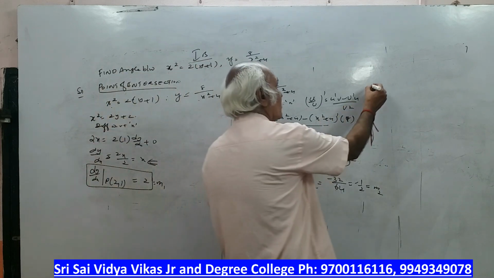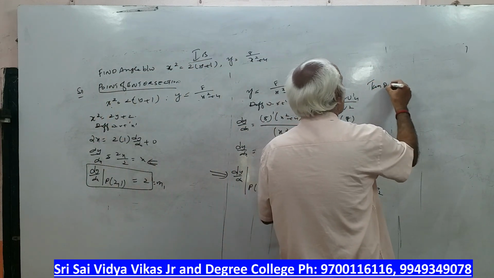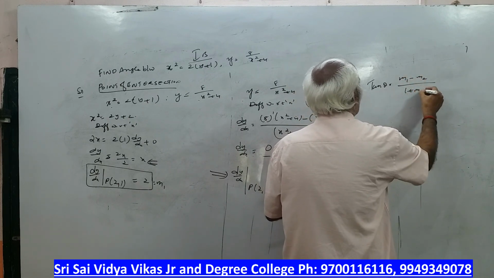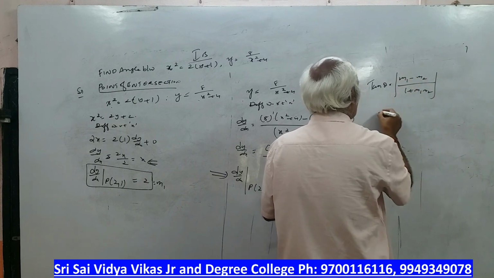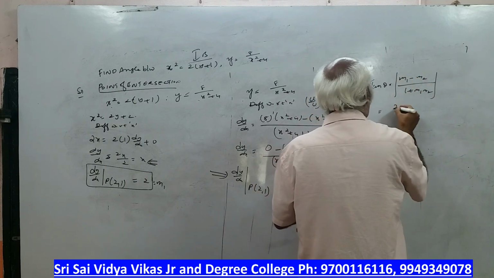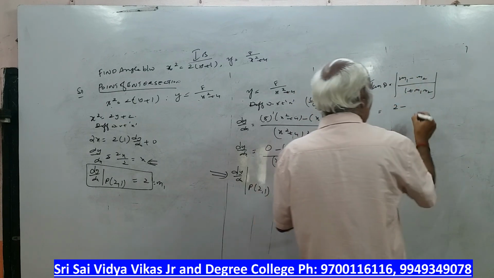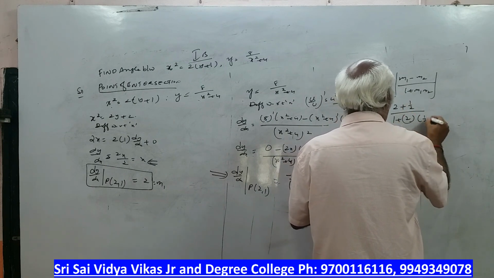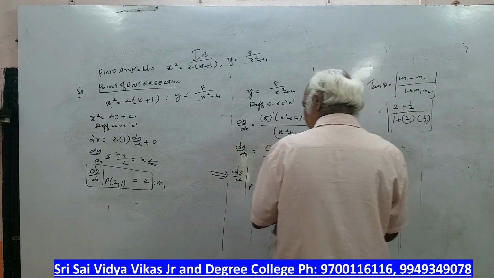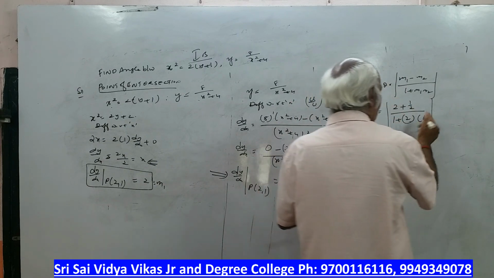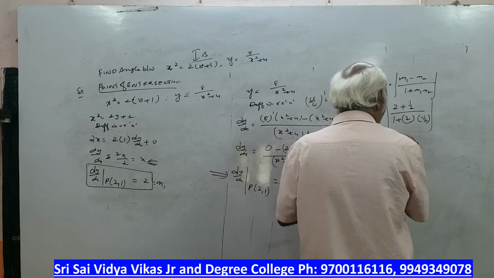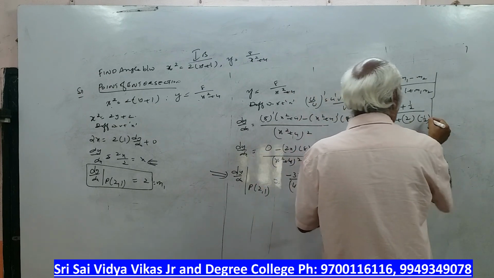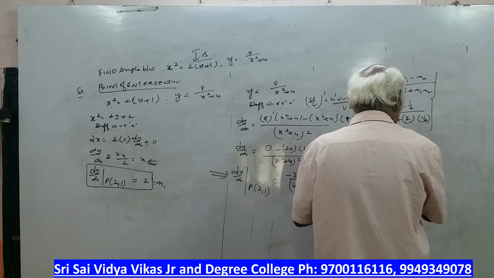What is the tan theta formula? m1 minus m2 by 1 plus m1 m2. So what is m1? 2 minus of m2 means plus 1 by 2, over 1 plus 2 into minus 1 by 2. So this becomes 5 by 2 by 2, and the 2s will get cancelled, 0.